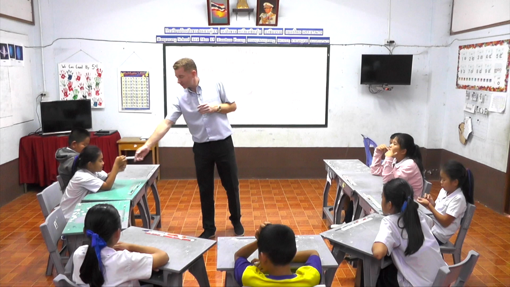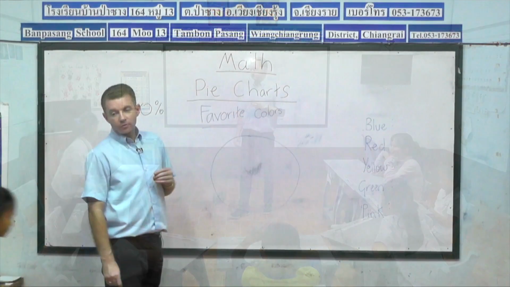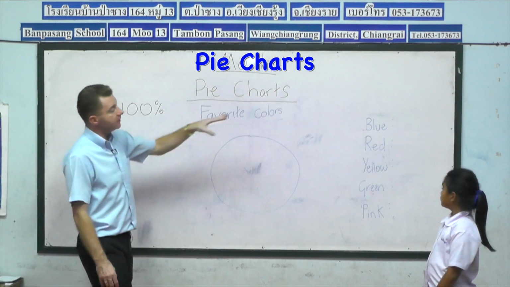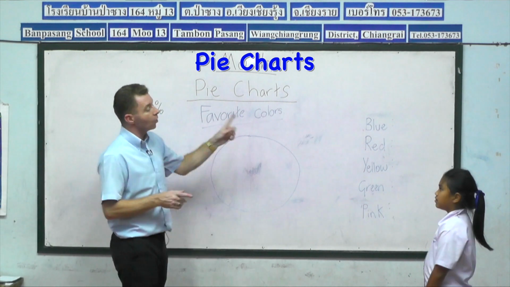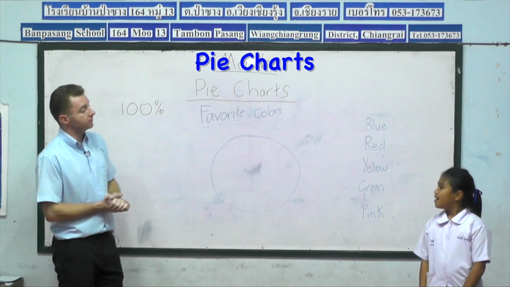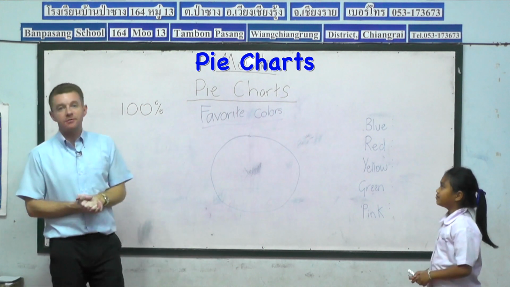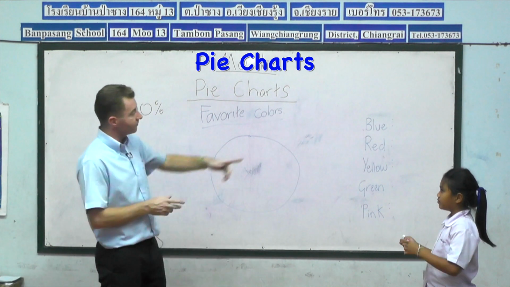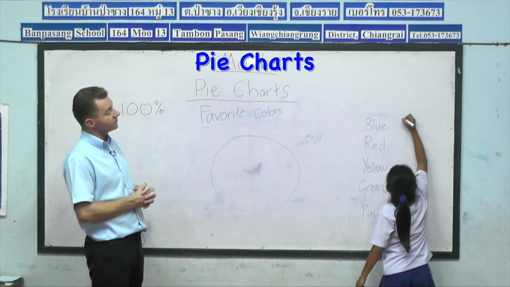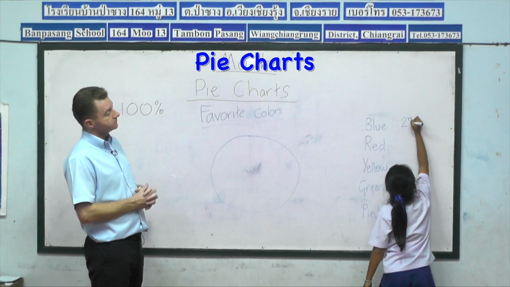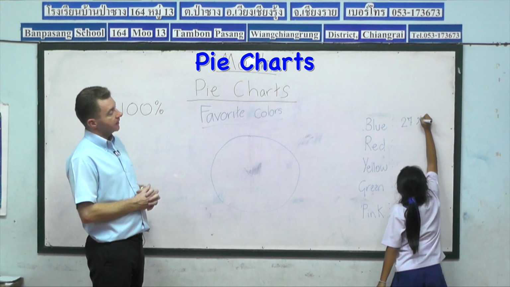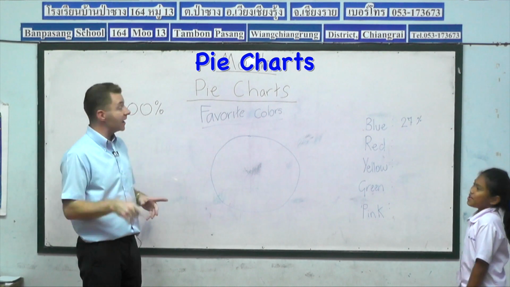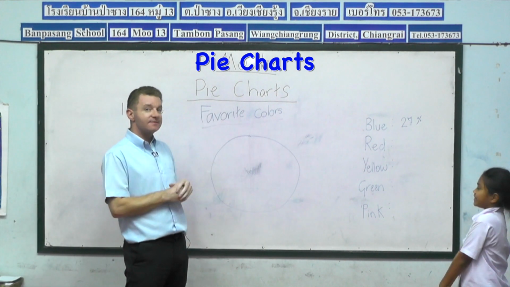Pak Bung, come and join me at the front of class, please. So if we've asked 100 people to represent 100%, how many people, Pak Bung, will you say chose blue as their favourite colour? 27. Okay, so 27% can be the answer for blue. So first of all, we write blue, 27%. Excellent.